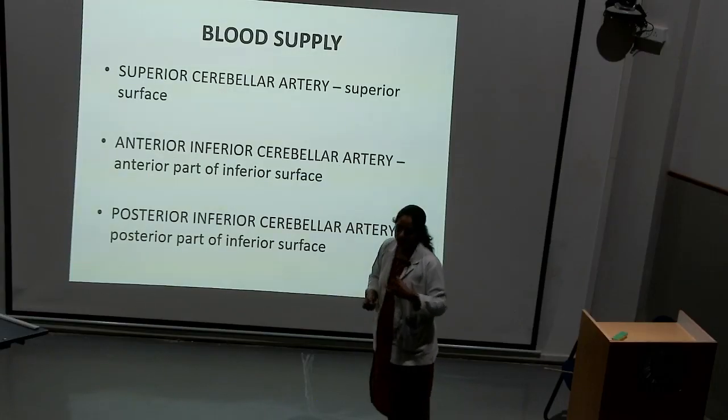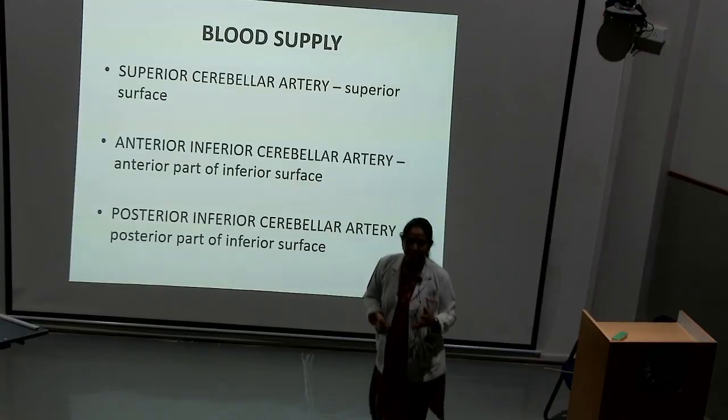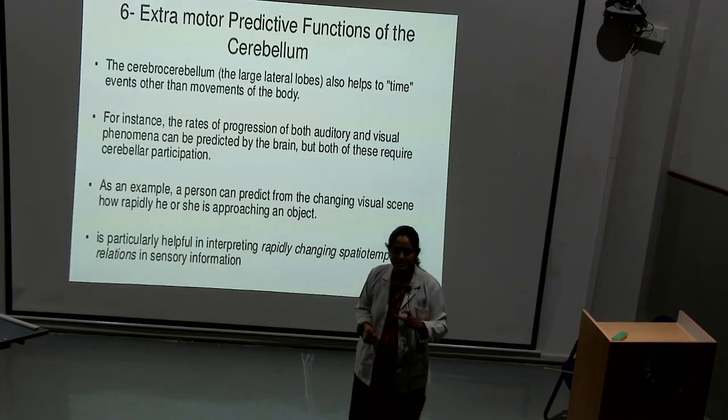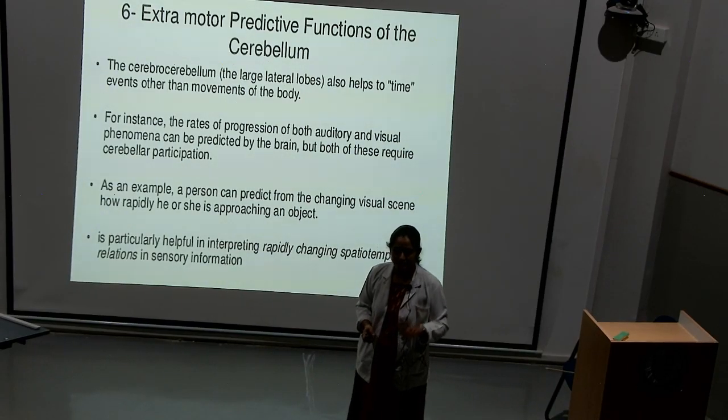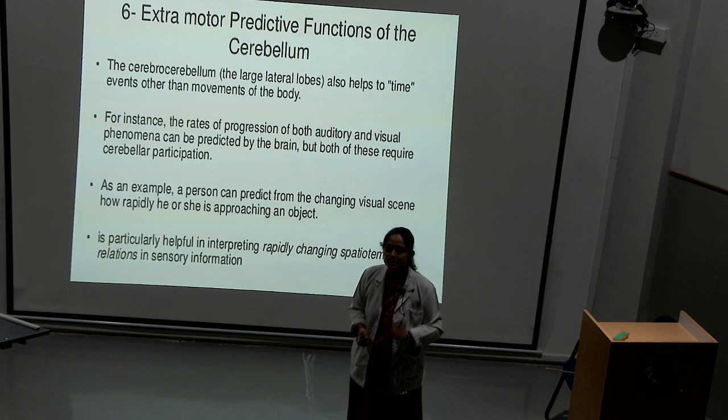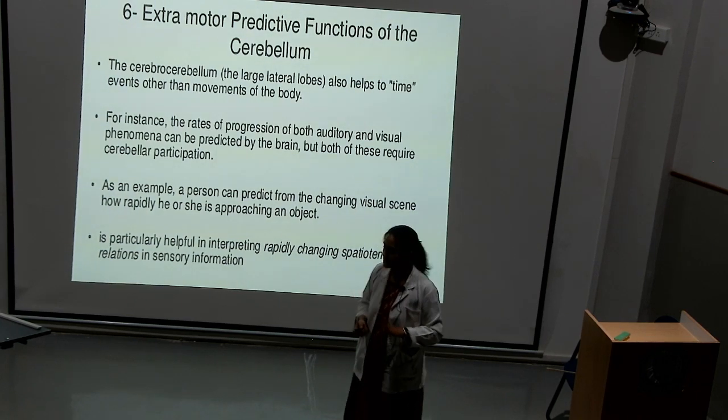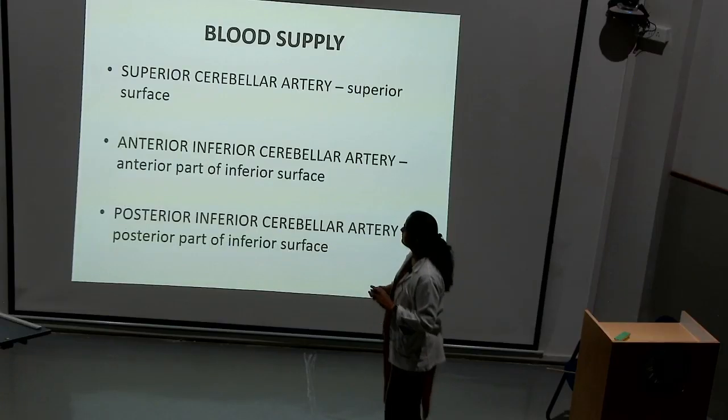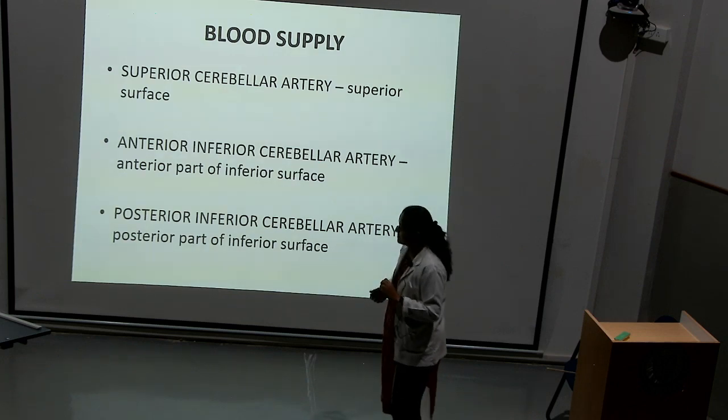So, these were the main functions of the cerebellum. To summarize, they help in maintaining equilibrium and posture, and in coordinated motor activity and skillful movements. The blood supply of the cerebellum is by 3 arteries.